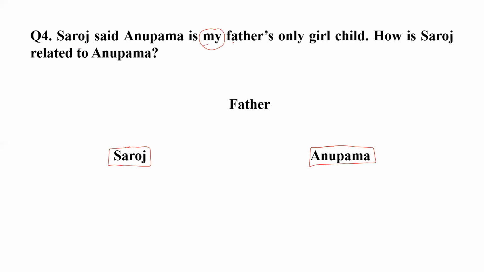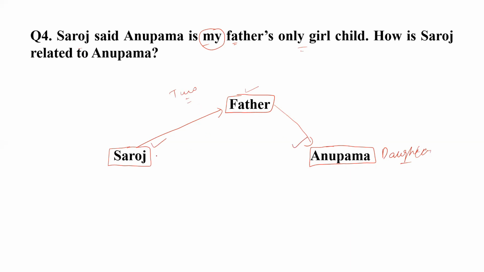The relationship of a father is the higher status relationship that obviously you know right now. So he's talking about his father. So he is telling that Anupama is my father's only girl child. That means this is the girl child of this man. So that ultimately means Anupama is a daughter of the father of Saroj. That ultimately means this man is having two children. The first is Saroj and the second one is Anupama.